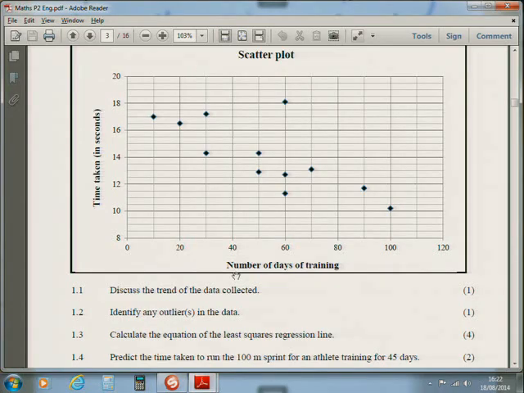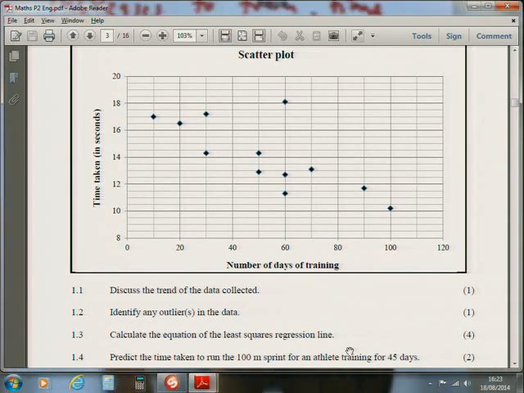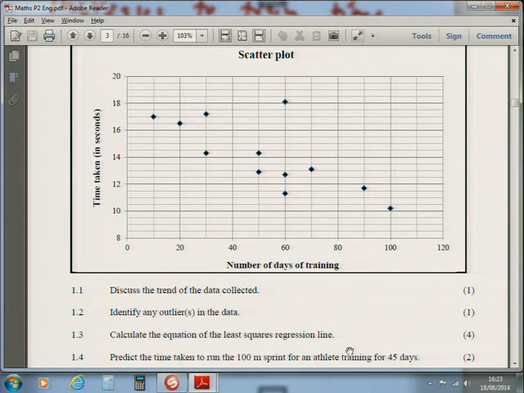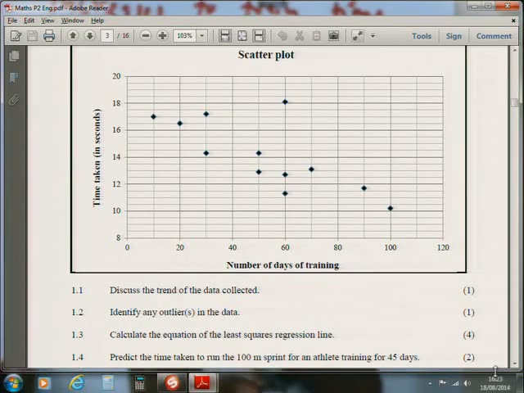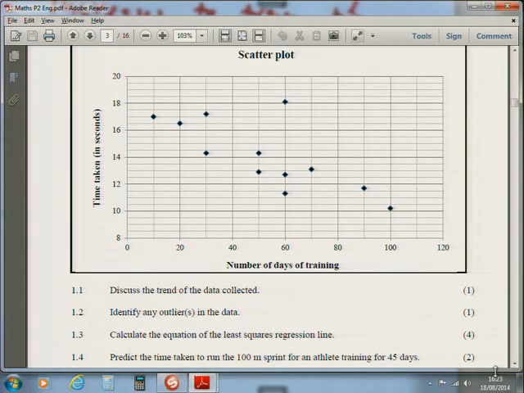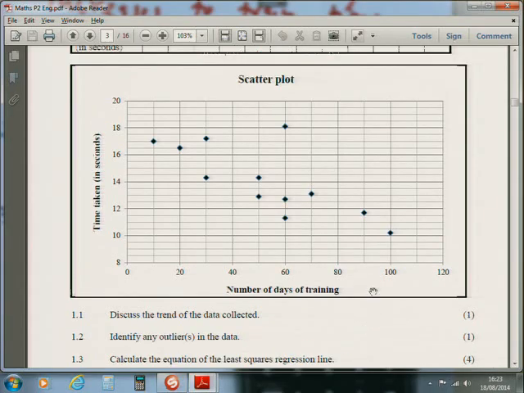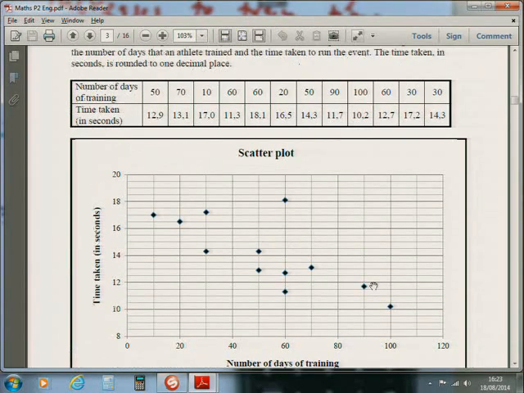The other question says, calculate the equation of the least squares regression line. Remember the equation. You write it. The equation is y equals a plus bx. It needs us to go to the calculator. I want us to repeat that process again. We need the information on the calculator.